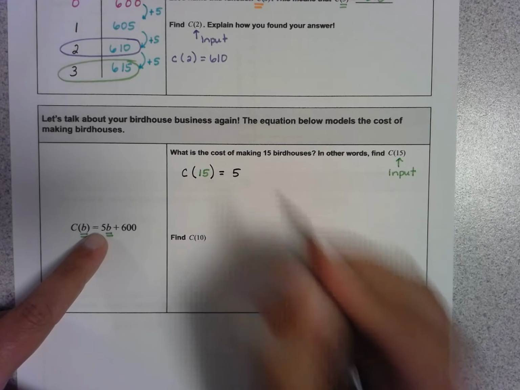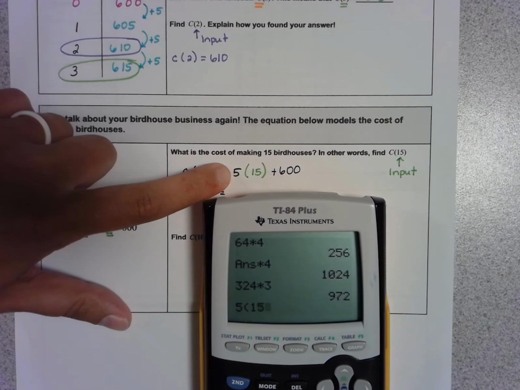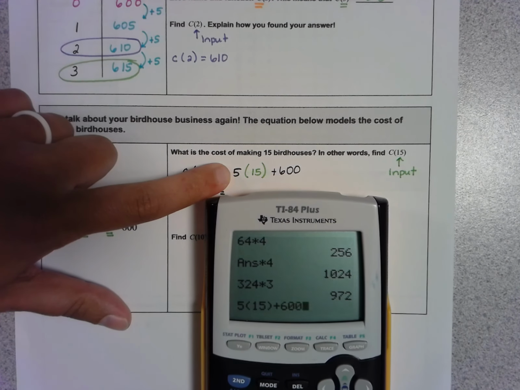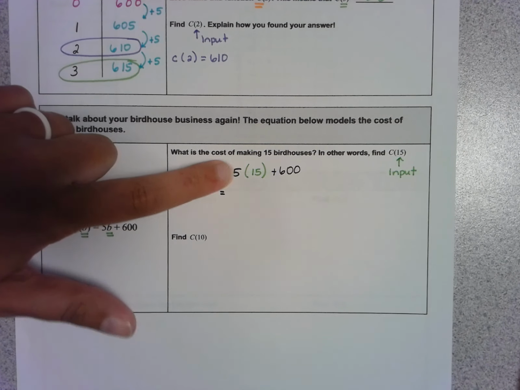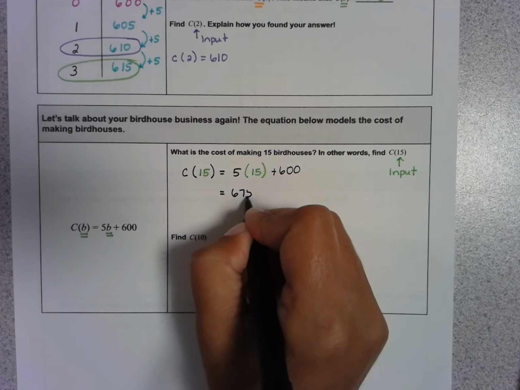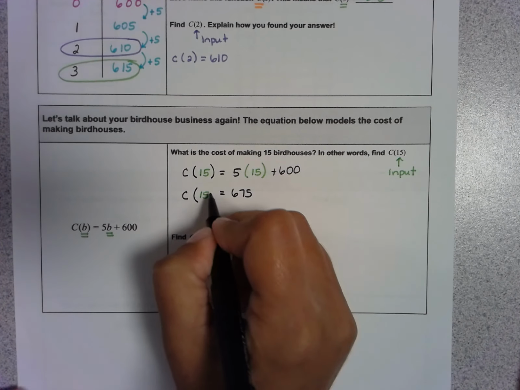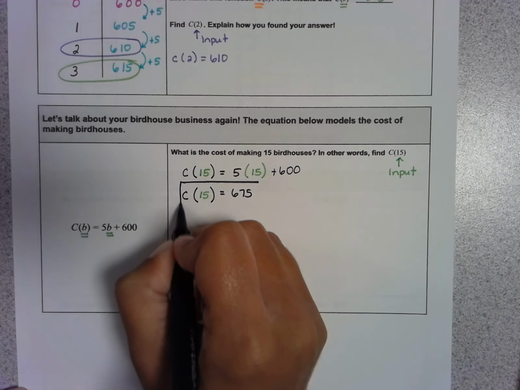Now, in order to figure this out, it will be very helpful to have a calculator. So all I'm going to do on my calculator is type in 5(15) + 600, which means I get 675. So to finalize my answer, I would say the cost of making 15 birdhouses would be $675.